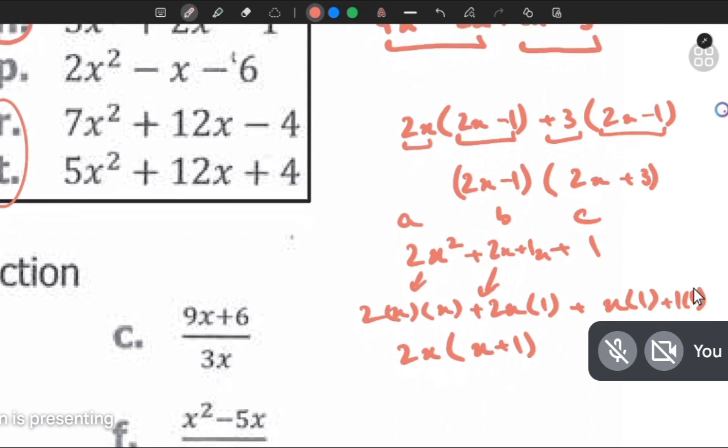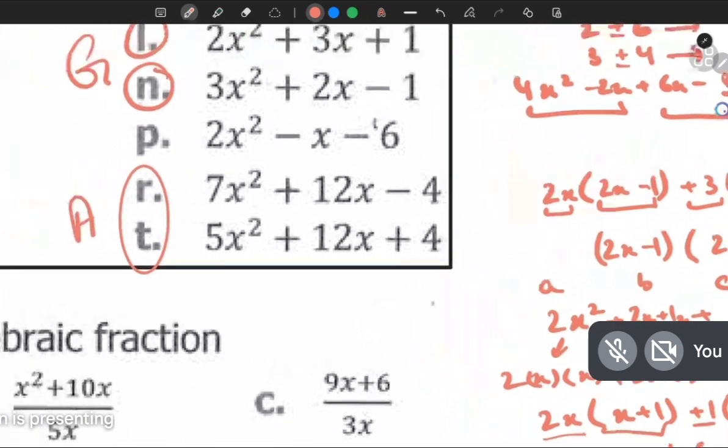So can we take 1 common from these two, right? Plus 1 common taken and we're left with x plus 1. x plus 1. Say. So if we take x plus 1 common for both, what are we left with? 2x plus 1. Yes, 2x plus 1 and x plus 1, right?